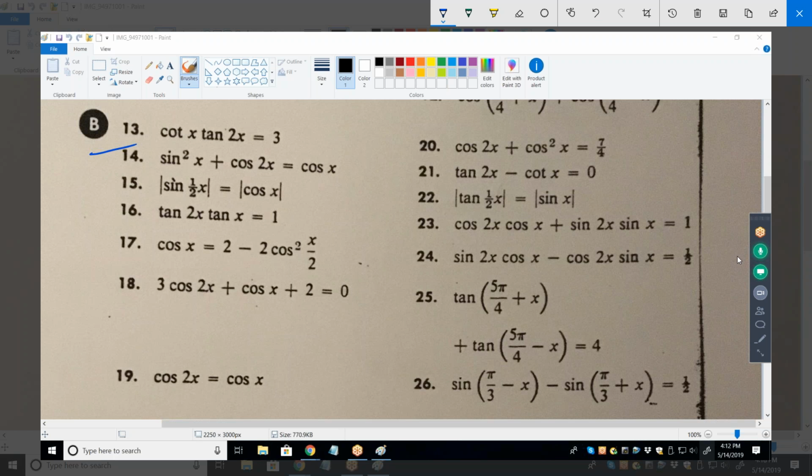All right, 14. Sine squared of x plus cosine 2x is equal to the cosine of x. So would we use the cosine double angle formula? Yeah, and let's go ahead and list them. Cosine of 2x equals what? Isn't it cosine squared x plus, no, wait.